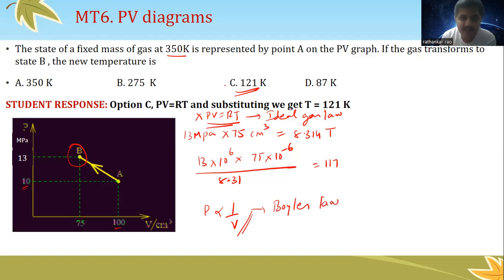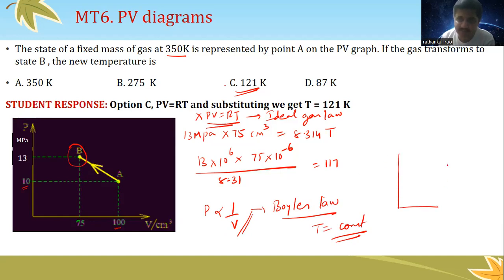Now, when does this law appear? When can we use this? This rule is applicable when the temperature is equal to a constant, right? I have increased the pressure, and as a result of it, volume has reduced. Can you think of the situation?